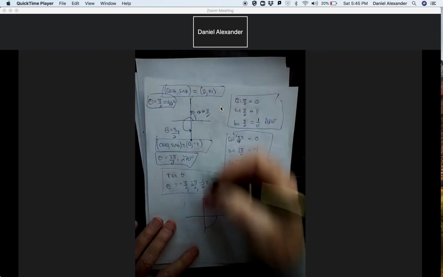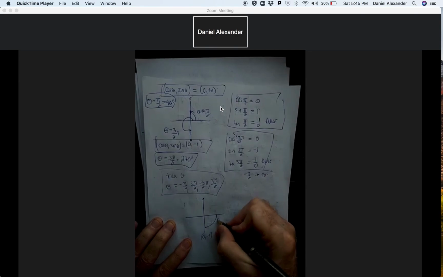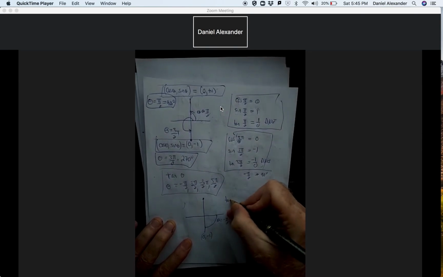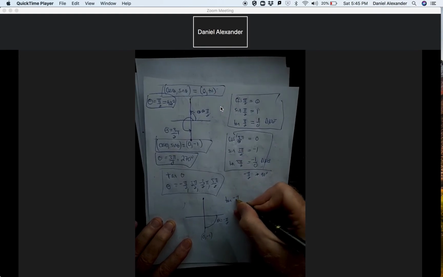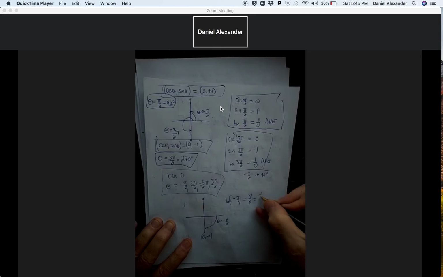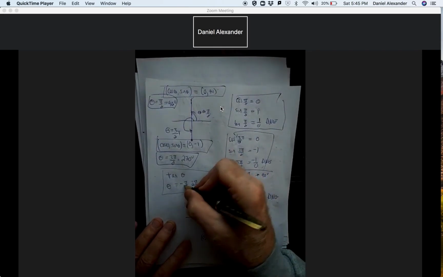We notice here that the coordinate is 0, minus 1. So my theta is going to be minus pi over 2. Tangent of minus pi over 2 is going to be y over x. Minus 1 over 0 does not exist. So this is going to be does not exist.